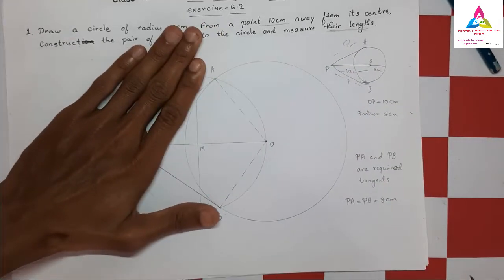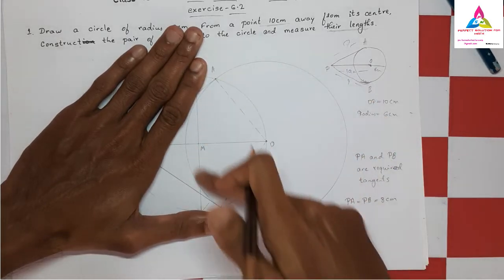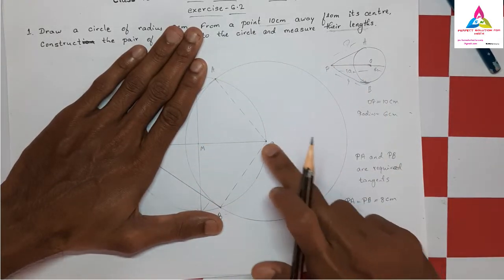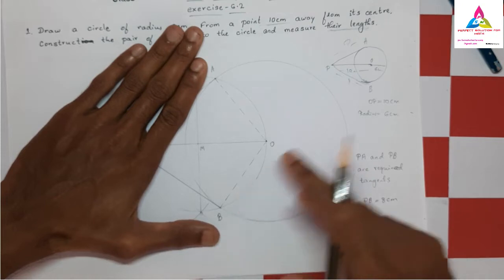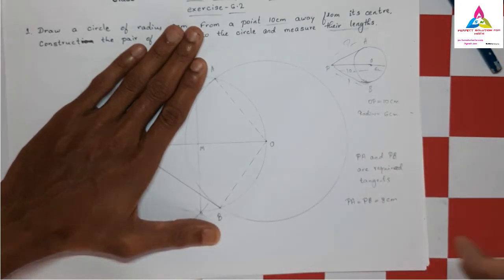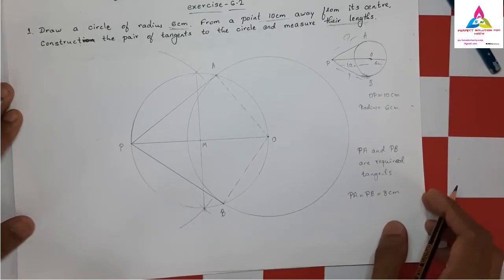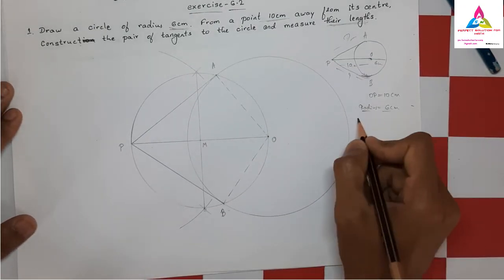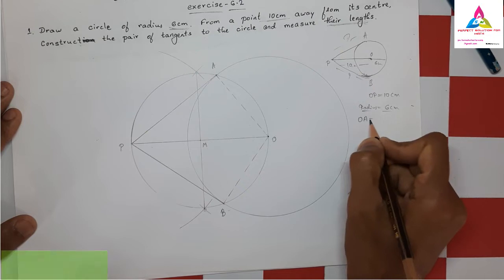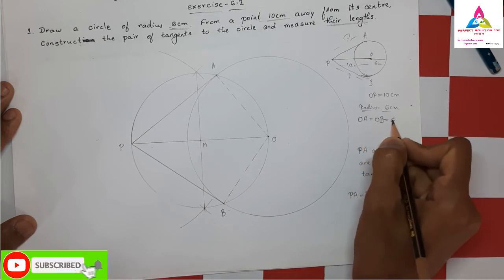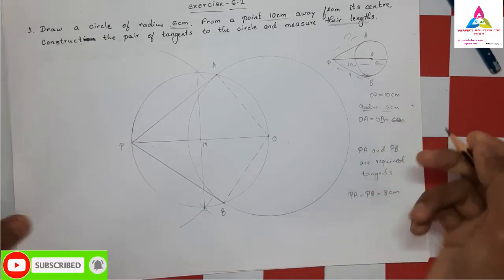If you will not consider this outside circle, if you consider only the circle with the center O, OA and OB is called the radius of that circle. So both will be equal obviously. So you can write it down here: OA is equal to OB, that is equal to 6 centimeter only, because it is the radius.